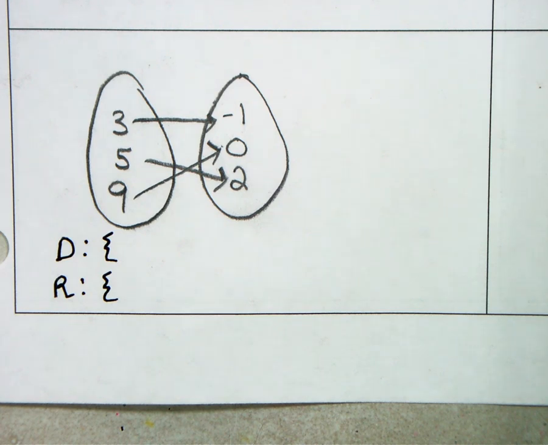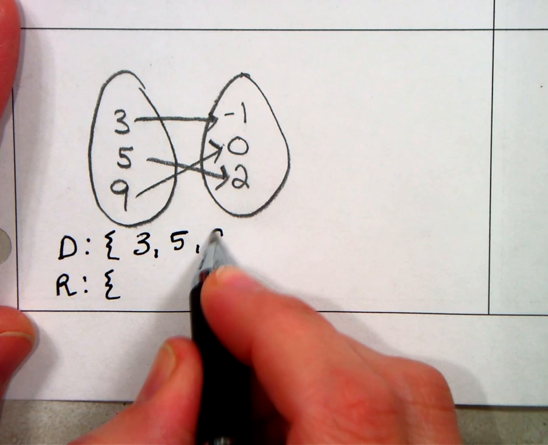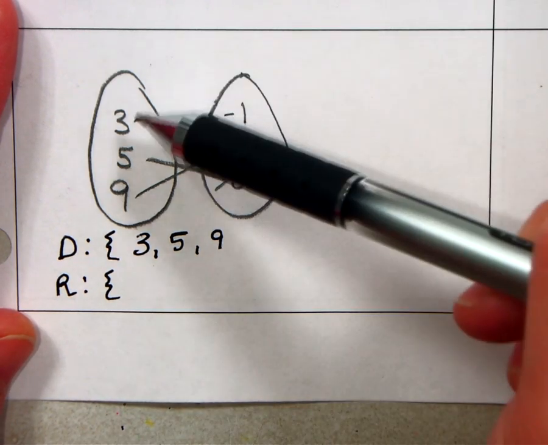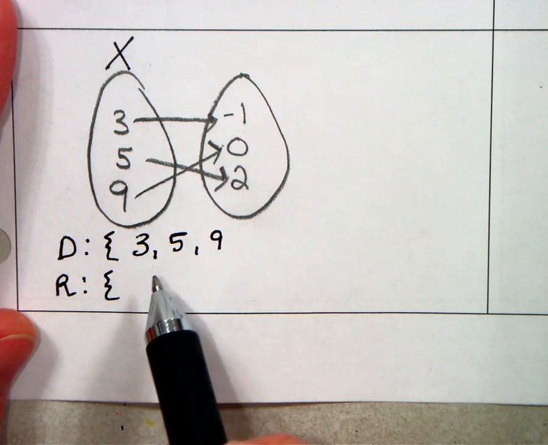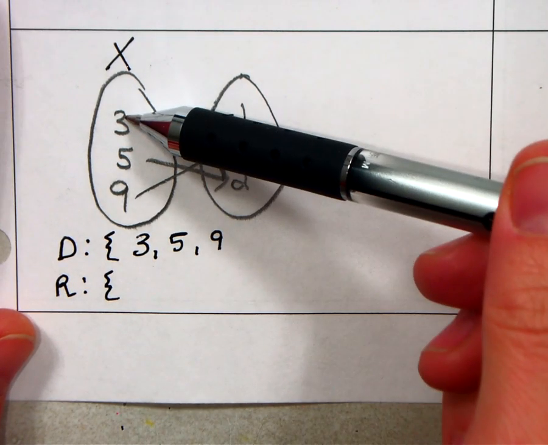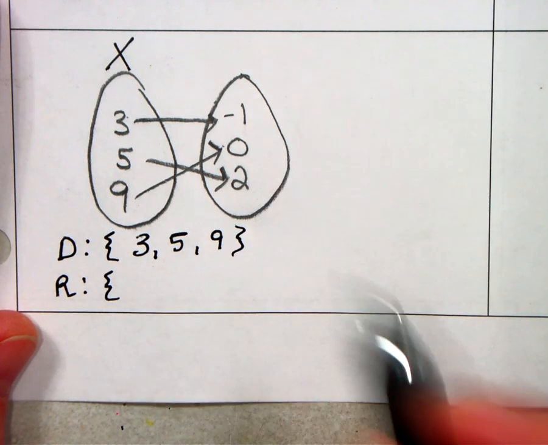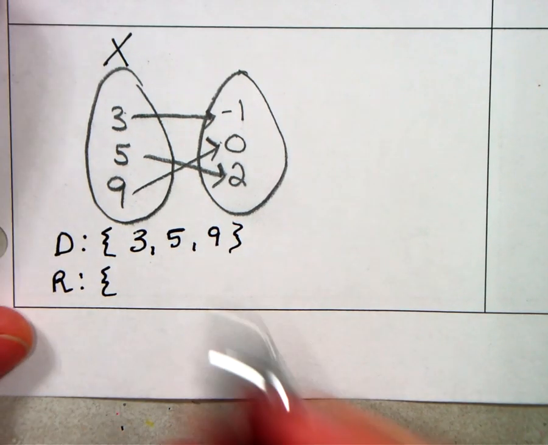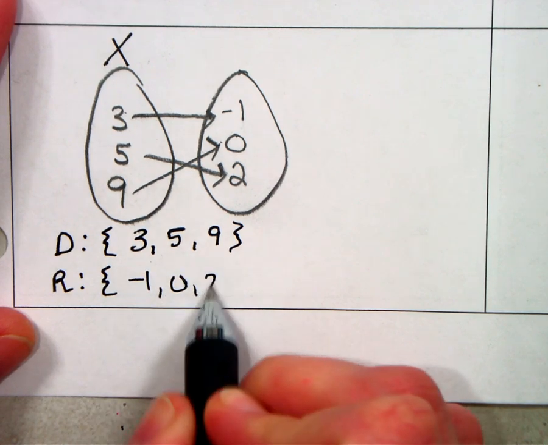Okay. Celestine, what did you list out for your domain? Perfect. See how nice that is for a mapping diagram? The ones on the left are going to be your X's. That's going to be your domain. So you just list out these ones here on the left. 3, 5, and 9. That's it. Okay. And what about the range? Zach, what did you have for range? -1, 0, 2. Yeah. There you go.